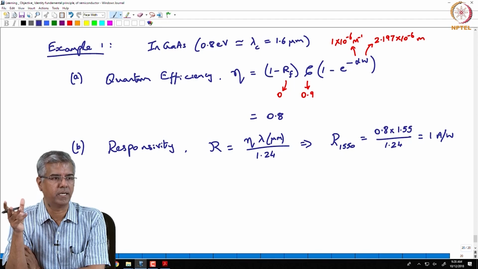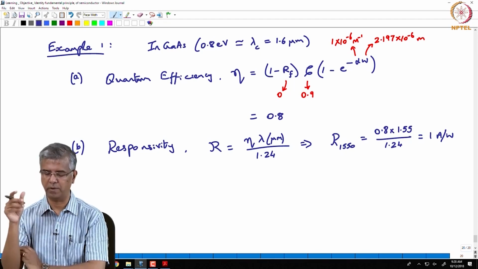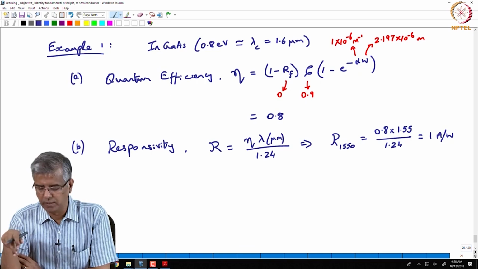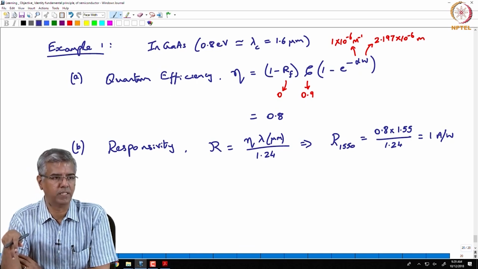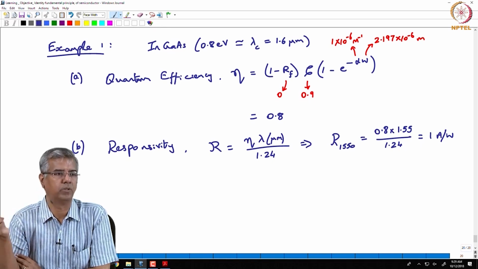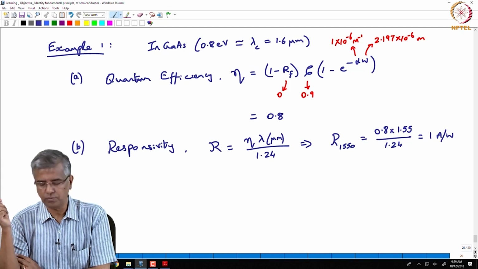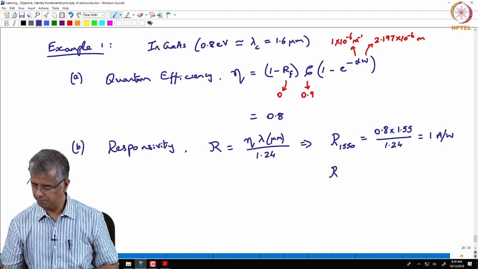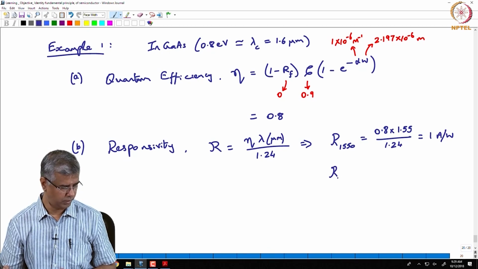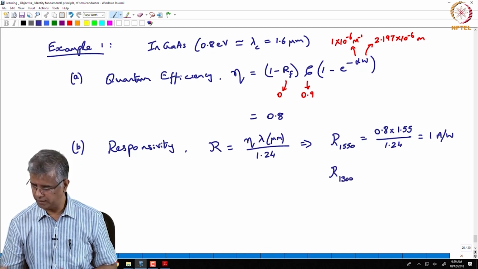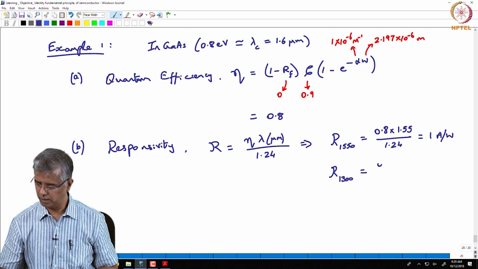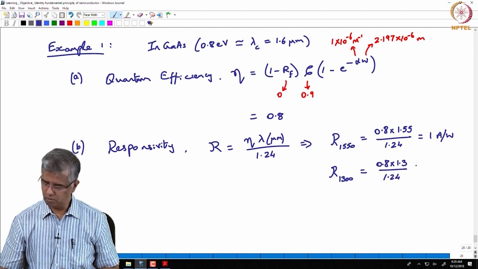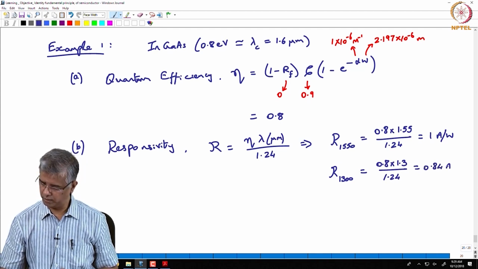So, indirect band gap semiconductors can be used, but we have accounted for that in zeta, that conversion efficiency. Indirect band gap semiconductors have lesser conversion efficiency compared to direct band gap semiconductors. Right. So, then we have been asked to figure out the responsivity at 1300 nanometers or 1.3 microns, and if you do that, you get a value of about 0.84 ampere per watt.